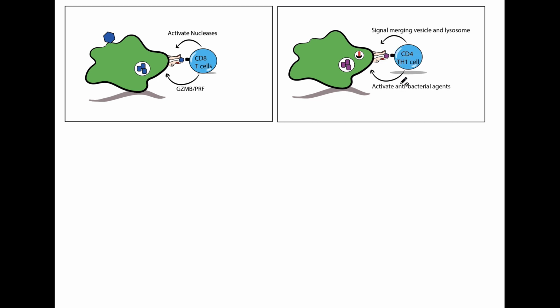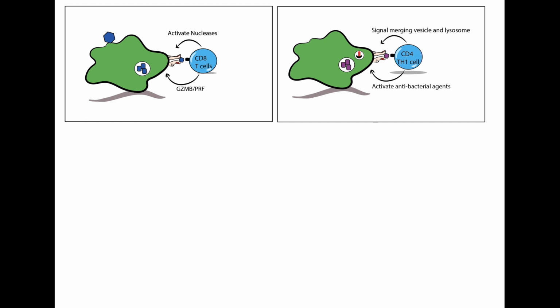It got signal 1 through MHC and signal 2 through CD28 or other molecules. We will look into those details in later videos. Now you have the CD4 TH1 cell, and what it does in return is give a signal that would help merge the vesicle with the lysosome, and that will result in the breakdown of this bacteria. So the CD4 TH1 cell is actually helping the macrophage destroy the bacteria or pathogen that is inside. This also gives signals that would activate antibacterial agents in the macrophage. That's how CD4 TH1 cells work.